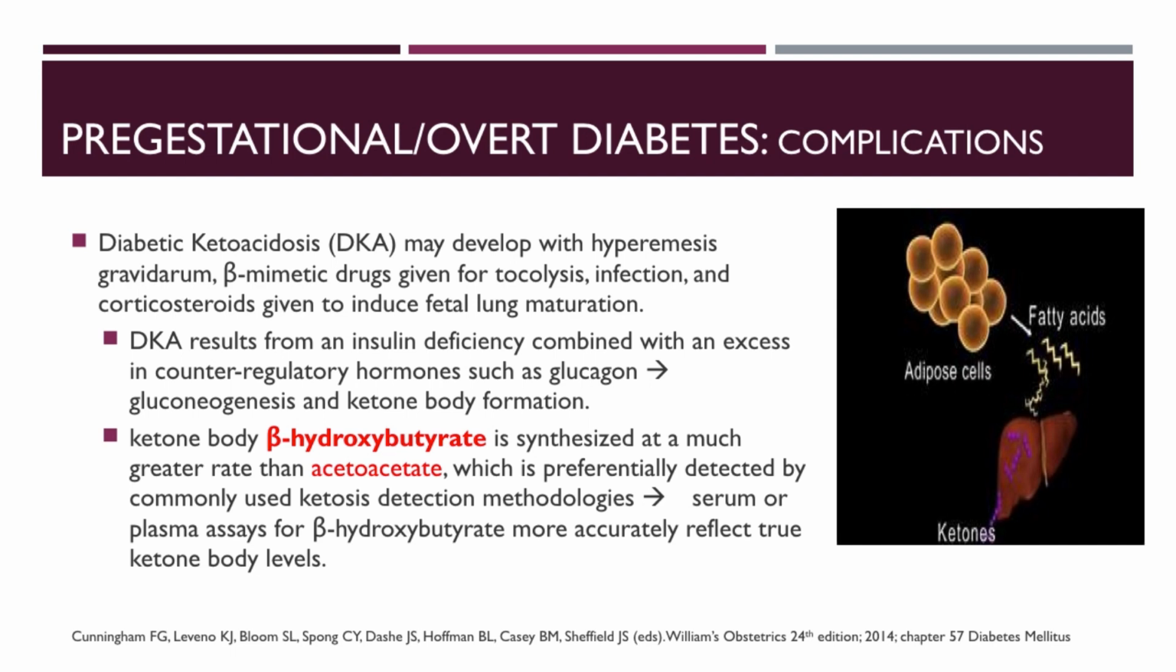The ketone body beta-hydroxybutyrate is synthesized at a much greater rate than acetoacetate, which is preferentially detected by commonly used ketosis detection methodologies. Serum or plasma assays for beta-hydroxybutyrate more accurately reflect true ketone body levels.